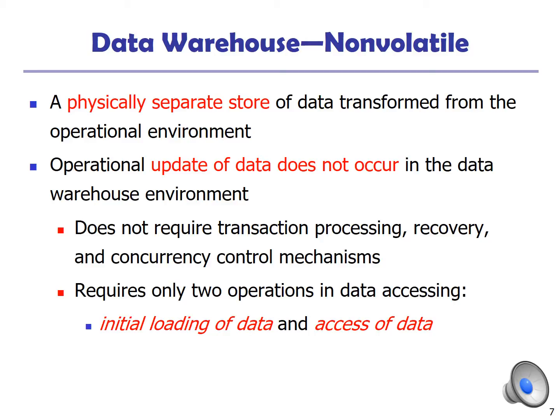It just needs two simple operations: initially, loading of data, and basically accessing this data. Okay, so it's non-volatile. There are not many changes that happen to the data warehouse data. There's only initial loading of data and accessing the data. There is no change to the data stored in the data warehouse, and that's why we call the data in the data warehouse non-volatile.